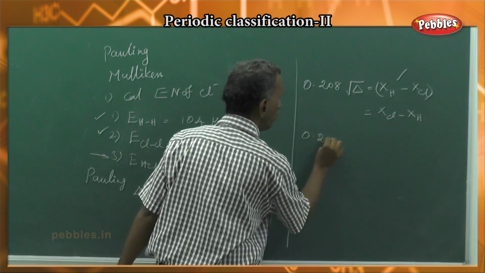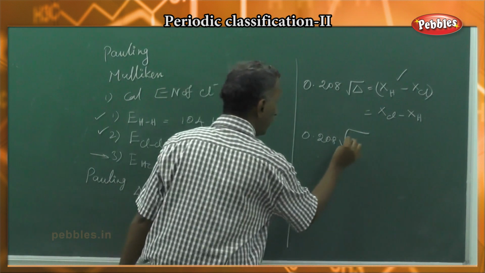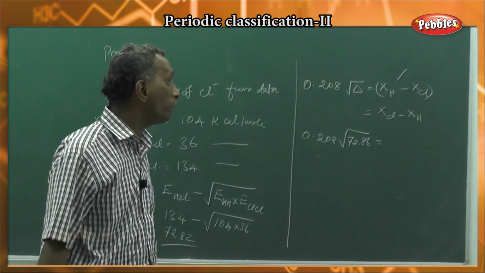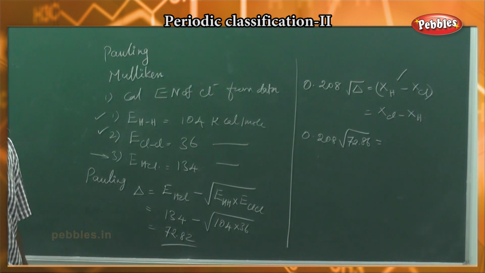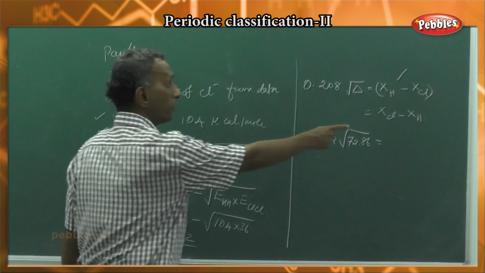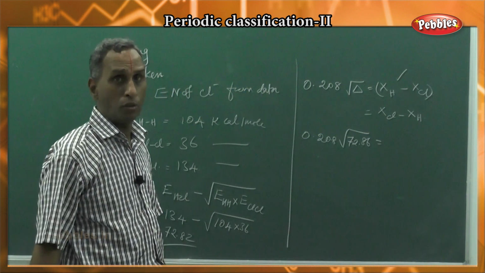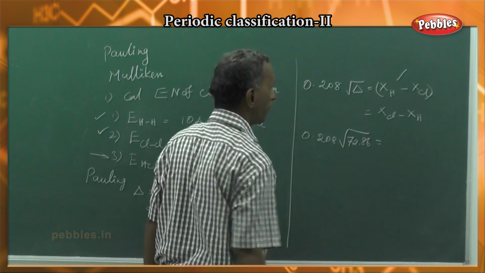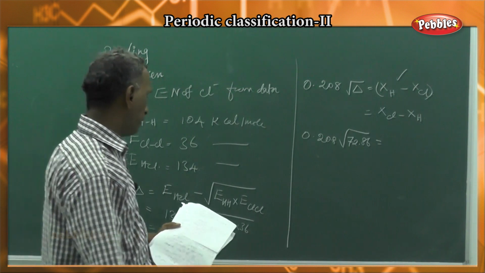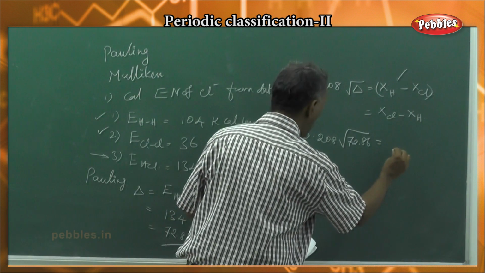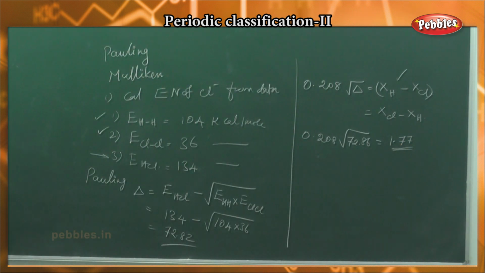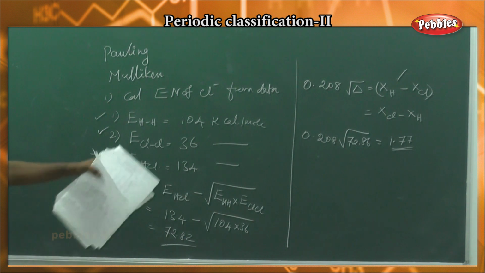So 0.208 into root of delta, which we have seen is 72.82, gives the electronegativity difference. Electronegativity is the power of attraction of the shared electron pair towards a particular atom. Here we are considering two atoms, hydrogen and chlorine. The power of attraction is more for chlorine, less for hydrogen. So the differential power of attraction is reported as electronegativity. So you will get 1.77. This is the Pauling scale electronegativity difference for hydrogen chloride.